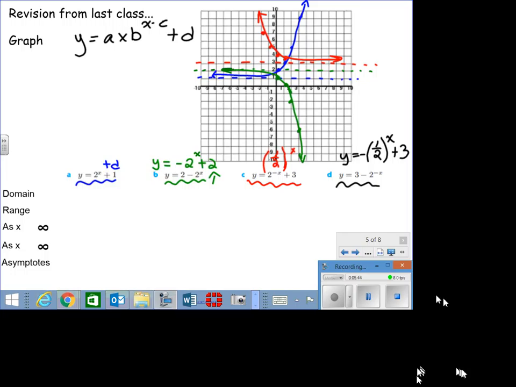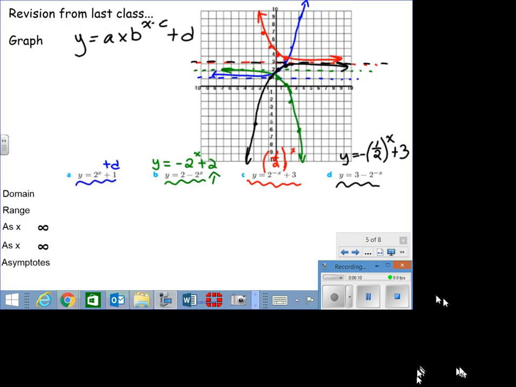And again, we knew it was going to be a decay because I had a negative exponent, which makes my base a 1/2, a fraction between 0 and 1. So I substituted in a few points in order to get an accurate graph. And then let's look at our last one. Last but not least is the black graph, which has the same horizontal asymptote as the red. So they're right on top of each other.